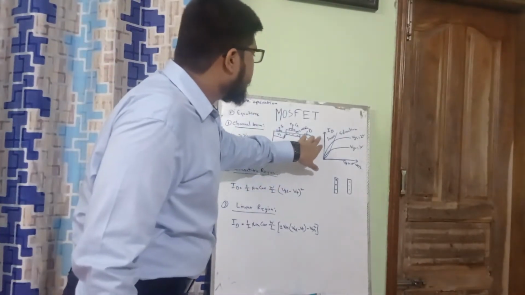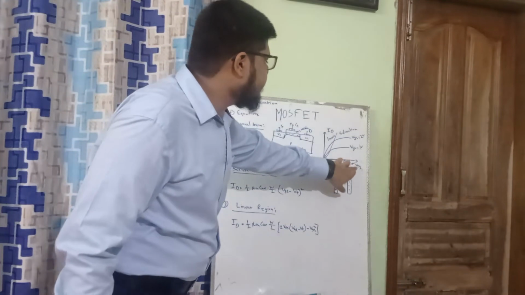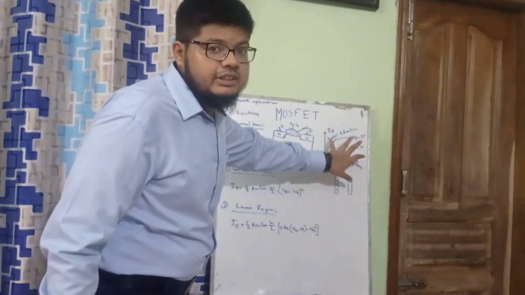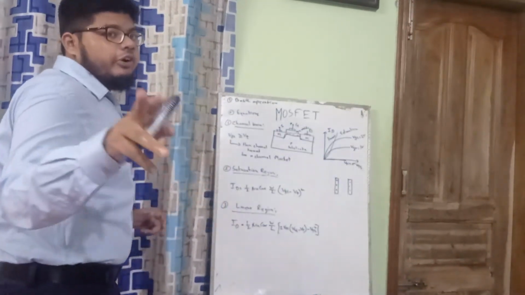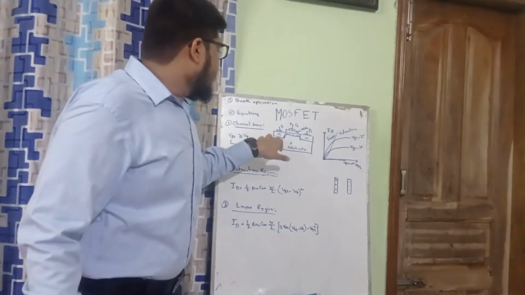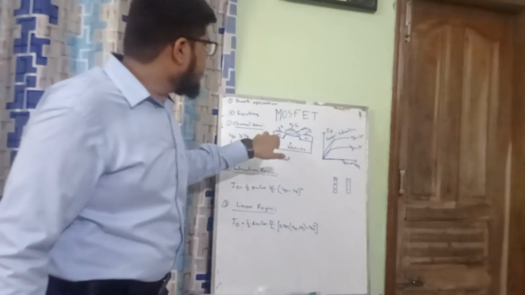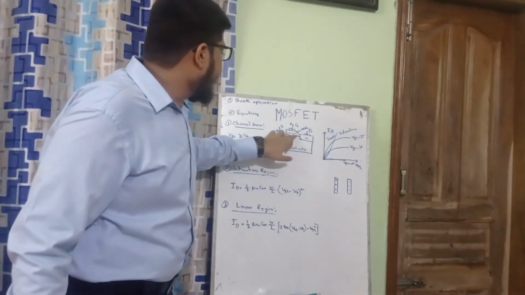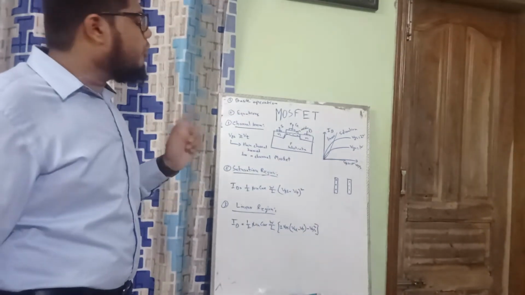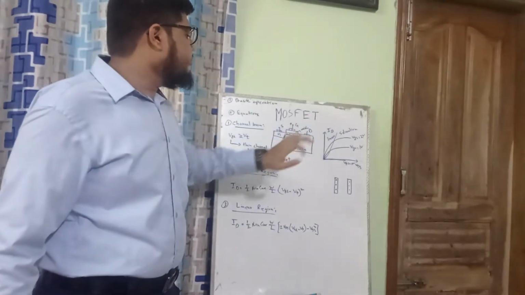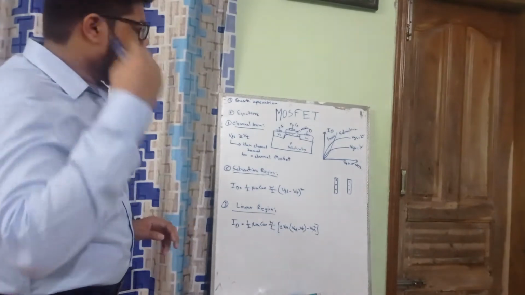Now let's draw the drain current versus drain to source voltage characteristics for an N-channel MOSFET. We call it an N-channel MOSFET because the channel is formed through the N-type region. For P-type we use PMOS. We won't talk about it now.